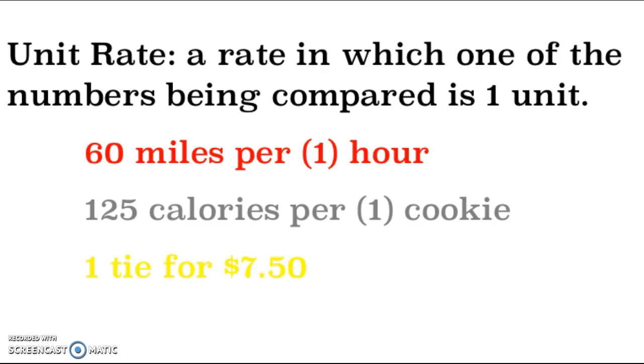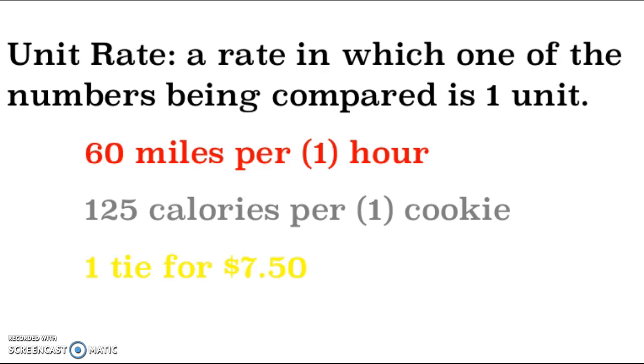Typically, we try to use unit rates. A unit rate is a rate in which one of the numbers being compared is 1 unit. So in the example before, we had 60 miles per 1 hour. That was already a unit rate. Before it was 500 calories and 4 cookies. Well, if we change that to 125 calories per cookie, then we're only talking about 1 cookie, 1 unit. So that's a unit rate. The last one, 4 ties for $30, is $7.50 per tie.